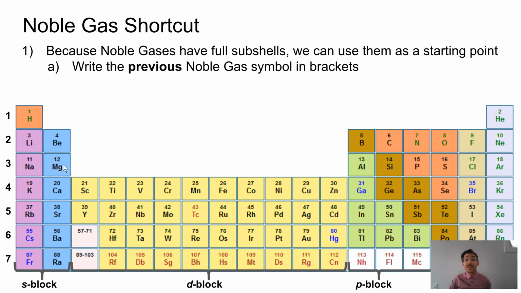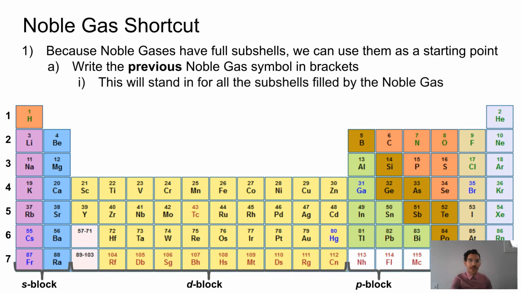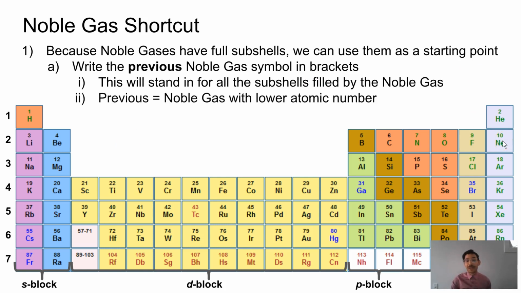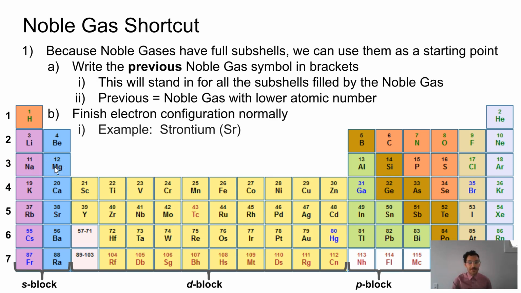I'm going to write the previous noble gas symbol in brackets. And you might say, wait, which one is the previous one? Well, that's going to be neon, the noble gas with the lower atomic number. And when I write neon in brackets, that's going to count for all of the subshells filled by neon. And so we'll just put that in brackets, and then we'll start to write all the subshells filled after that for our proper electron configuration. So let's use strontium now as an example.